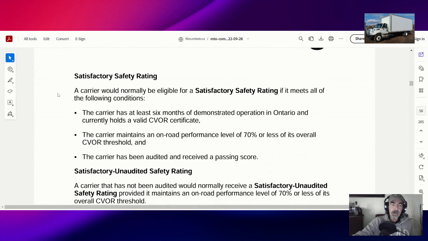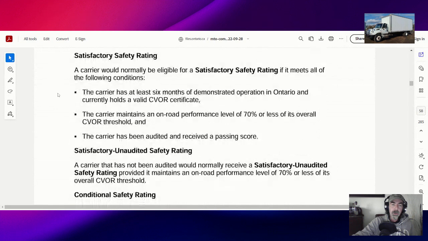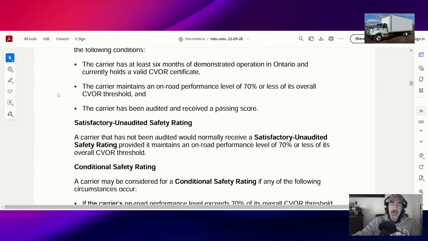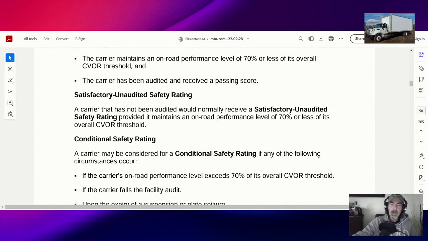Satisfactory safety rating. A carrier would normally be eligible for a satisfactory safety rating if it meets all of the following conditions. The carrier has at least 6 months of demonstrated operation in Ontario and currently holds a valid CVOR. The carrier maintains an on-road performance level of 70% or less of its overall CVOR threshold, and the carrier has been audited and received a passing score.